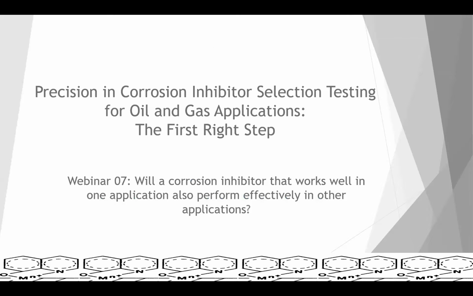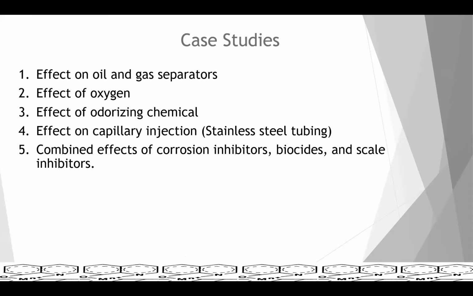So with that background, let me share with you some of the experiences I had with respect to helping industry to control corrosion using corrosion inhibitors. In webinar number 7, we will discuss, will a corrosion inhibitor that works well in one application also perform effectively in other applications? To answer this, I'm going to discuss with you 5 case studies.